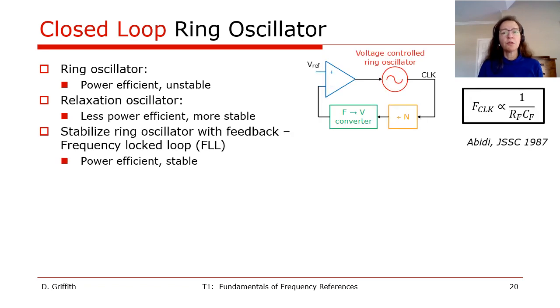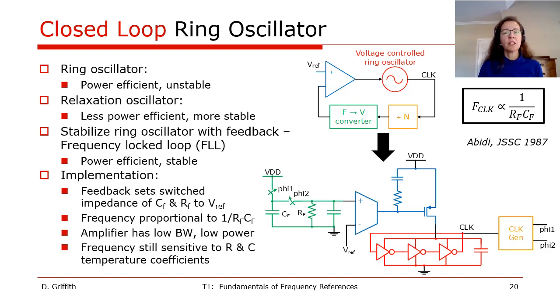So we can improve on these topologies by creating a closed loop topology. In other words, we want to stabilize a ring oscillator by adding feedback around it. This is effectively a frequency lock loop, or an FLL, as shown in the block diagram here to the right. This oscillator architecture can be both very power efficient and very stable at the same time.